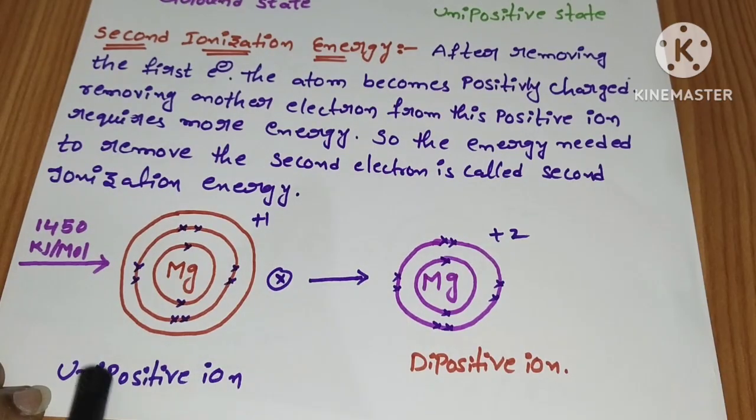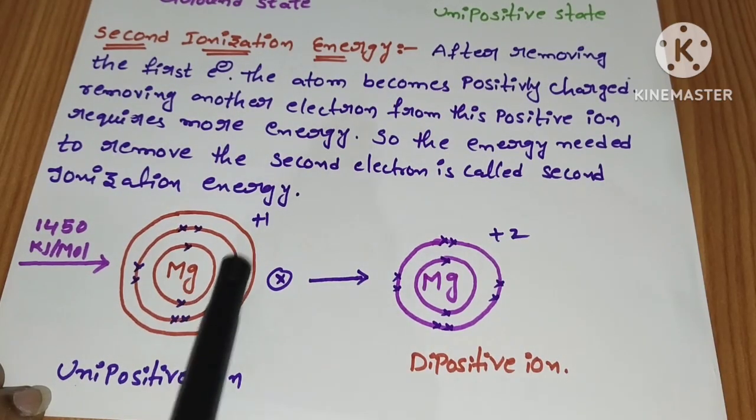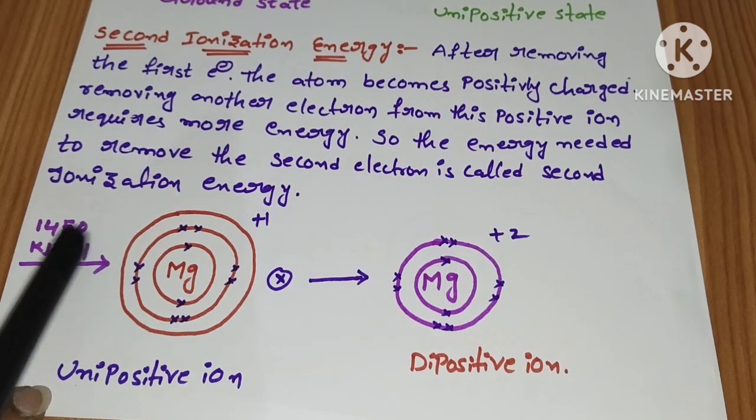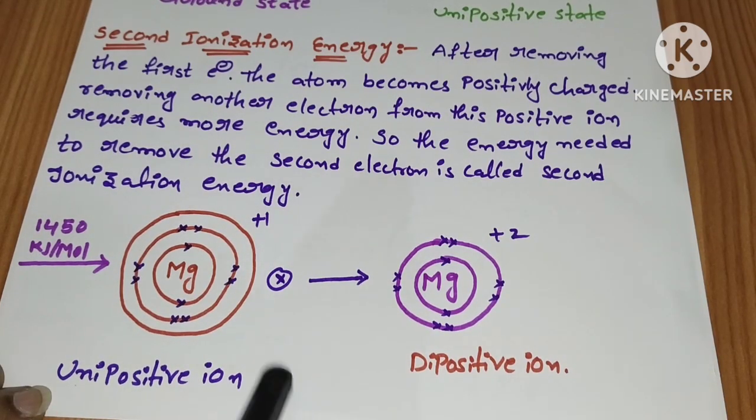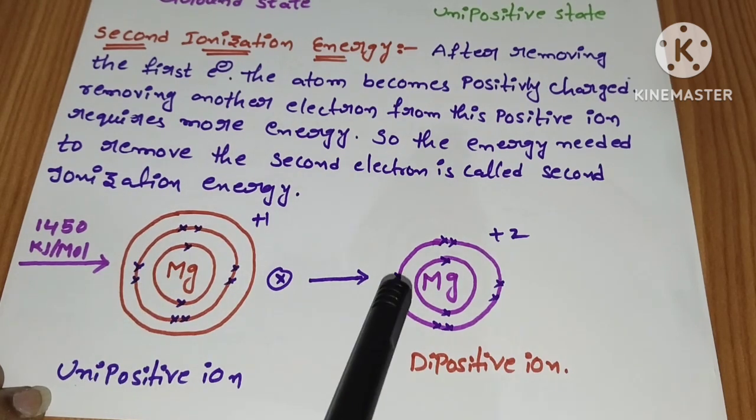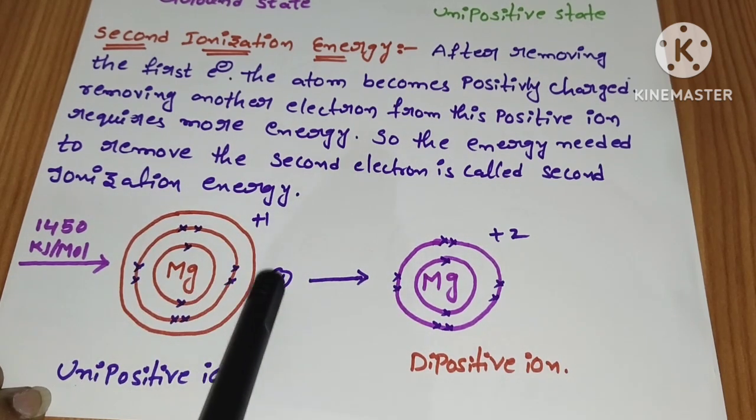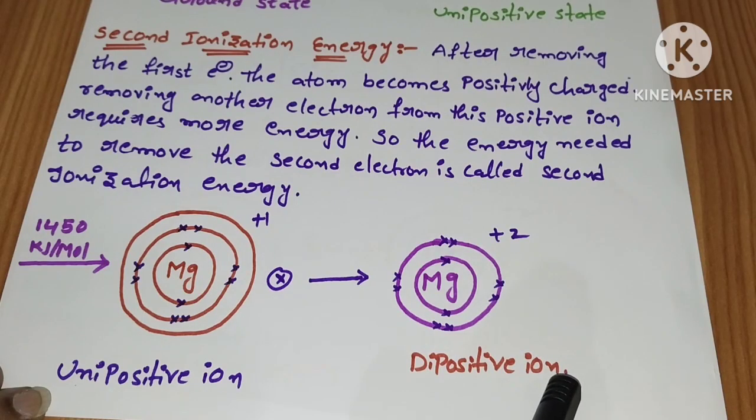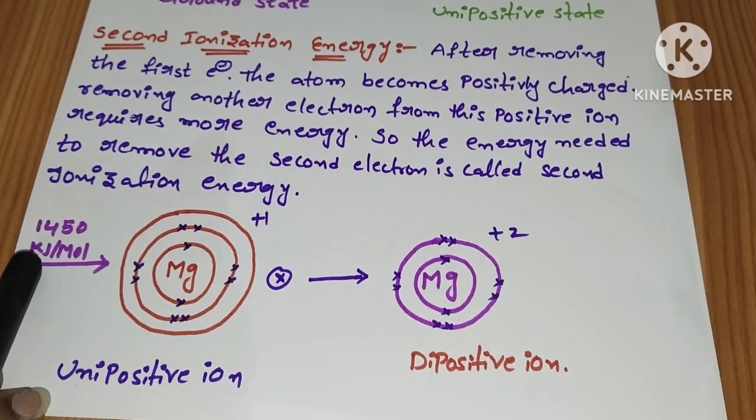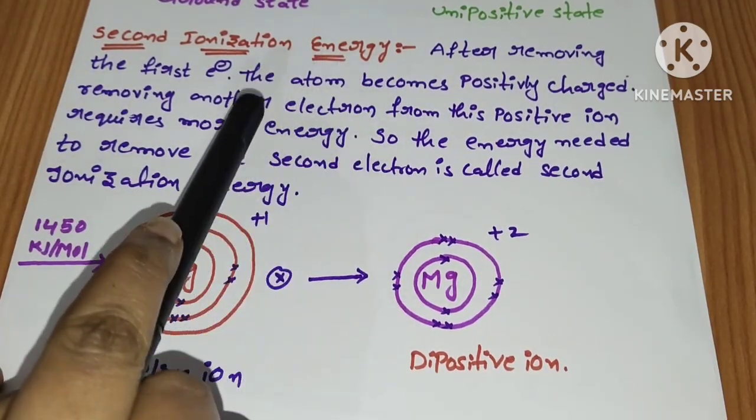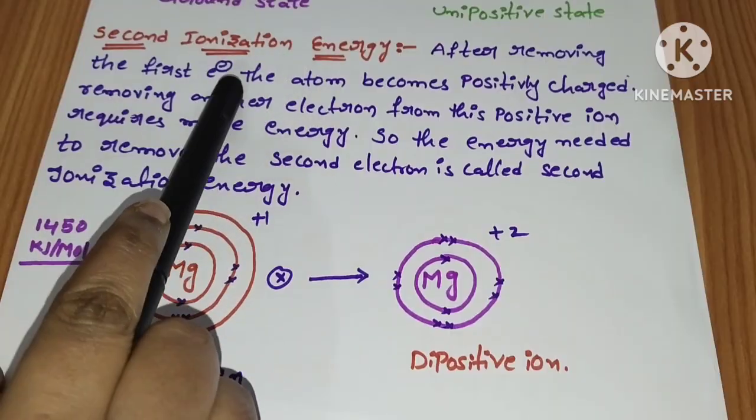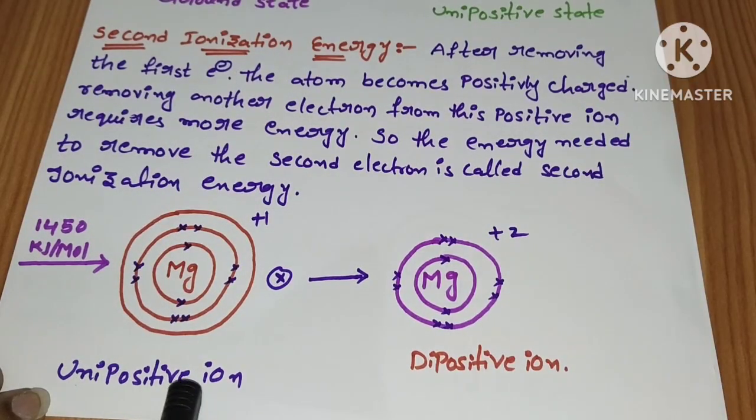Take this unipositive ion of magnesium. Now we add 1450 kilojoule per mole energy to the unipositive ion of magnesium. It will lose another electron and it will become a dipositive ion. This 1450 kilojoule per mole energy is called second ionization energy. Remember, the second ionization energy converts a unipositive ion to a dipositive ion.